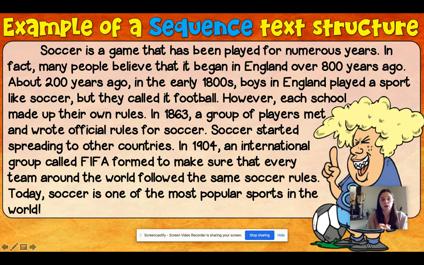So now you're going to pause it again. We're going to read the first sentence together, and then I'm going to pause it. And you're thinking about, how is this sequence? My dog is barking. How is this sequence? Here we go. Soccer is a game that has been played for numerous years. In fact, all right, pause the video, continue reading this.